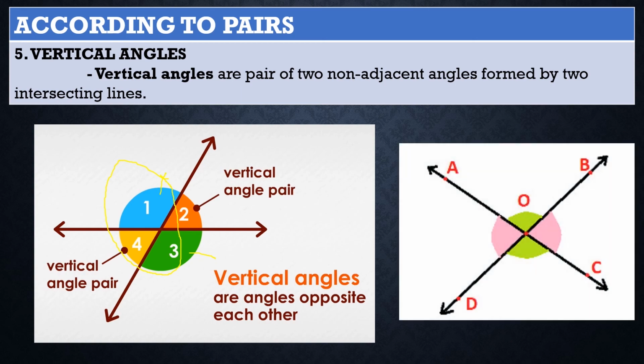So another example. So if you have angle AOB, yung vertical angle pair niya would be yung nasa opposite side. So we have angle DOC. At kung ito namang angle AOD yung pagbabasihan natin, yung vertical angle pair niya would be angle BOC.